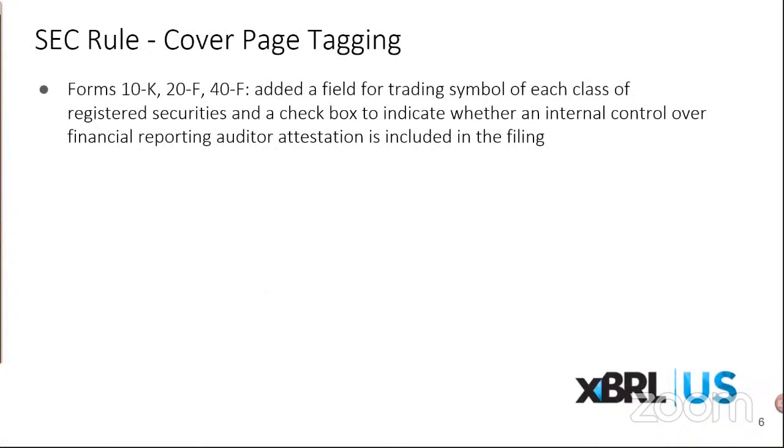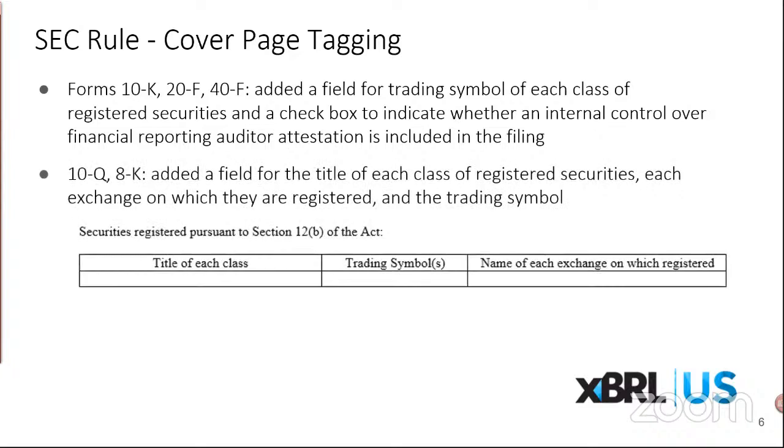As far as the cover page and some changes from the SEC, so for forms 10-K, 20-F, and 40-F, there's a new field for the trading symbol of each class of registered securities. And there's also now a checkbox to indicate whether an internal control over financial reporting auditor attestation is included in the filing. For 10-Qs and 8-Ks, there's a field now for the title of each class of registered securities, each exchange on which they are registered, as well as the trading symbol. And we've included here a screenshot of what that looks like.